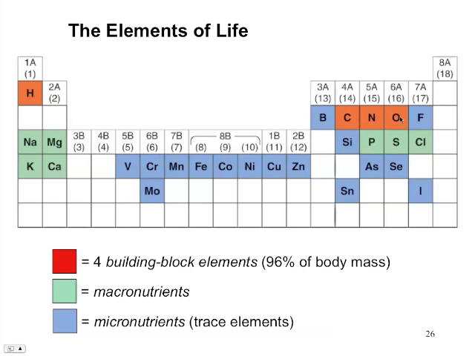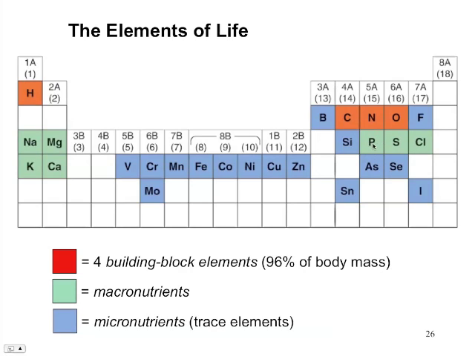Hydrogen, carbon, nitrogen, and oxygen. That's all you need to make the amino acids, the fundamental building block for proteins. So these constitute about 96% of the entire body mass. In addition to that, shown in green, we have some macronutrients.